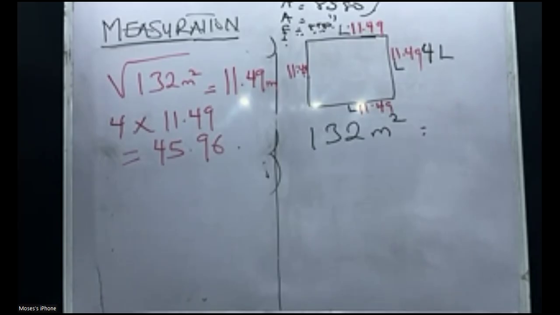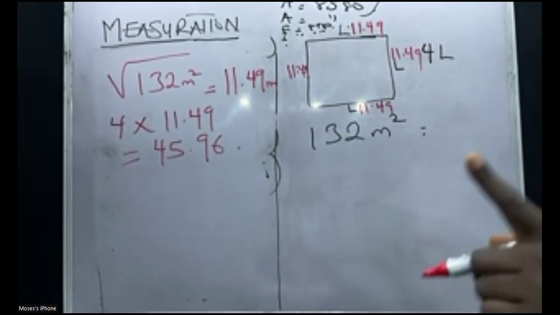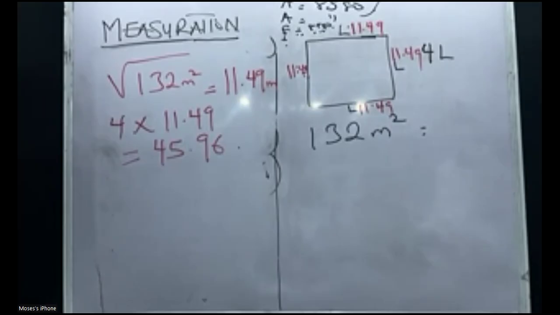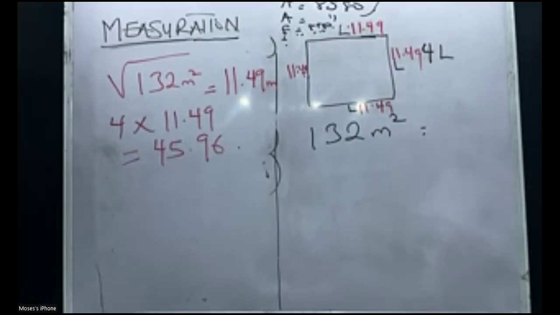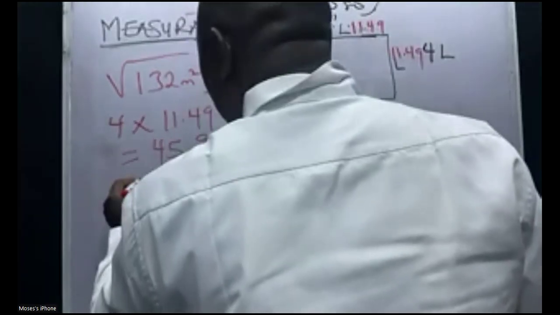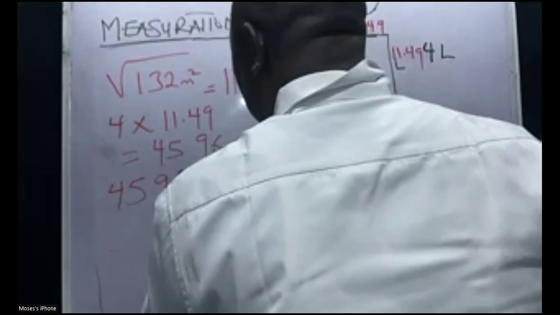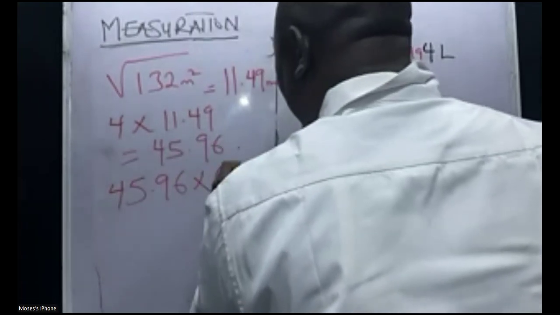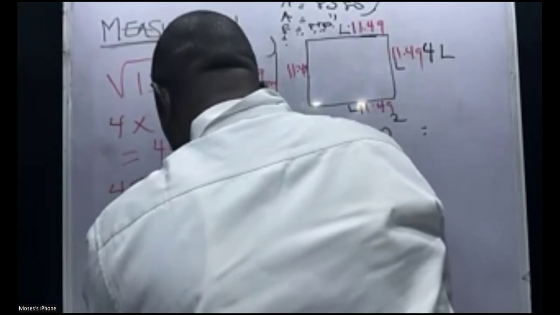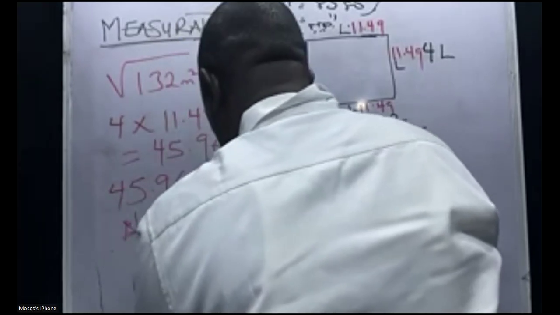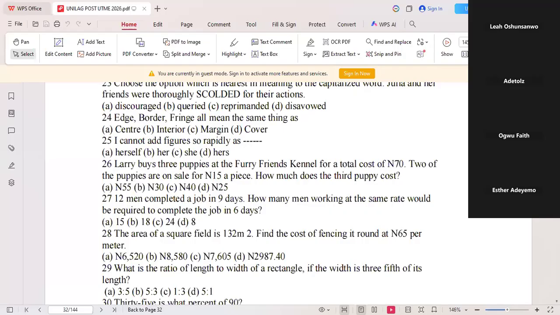If they said 65 naira per meter square, but the questioner said 65 naira per meter, that means for every meter in that fence, it's going to cost 65 naira. What will now be the total cost? It's going to be 45.96 times 65, which should give us 2,987 naira. That is the answer.